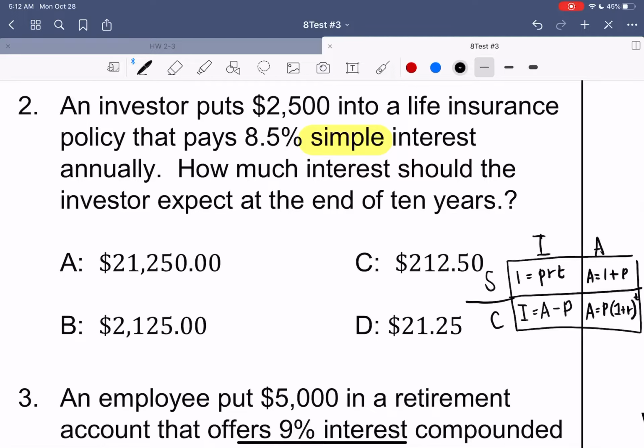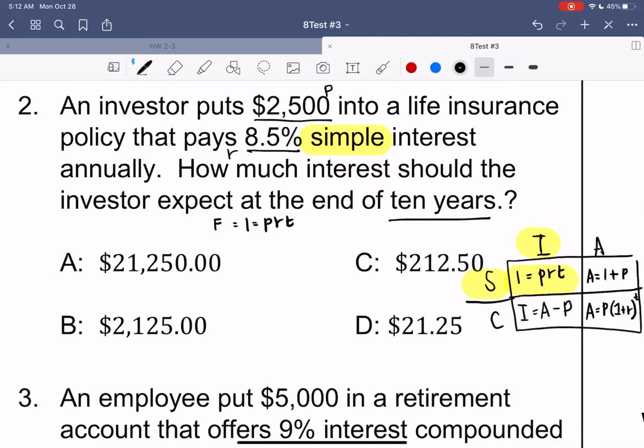So in this one, it's asking us to find how much interest the investor should expect to see at the end of 10 years. So he's using simple, and we're using simple interest. So there's our formula there. When I substitute, here's my formula, I equals PRT. So when we substitute, we have this for our principal, 8.5 for our rate, and 10 years for our time.